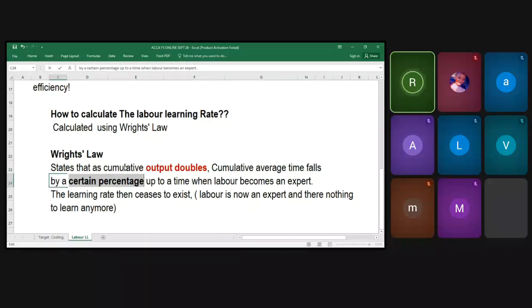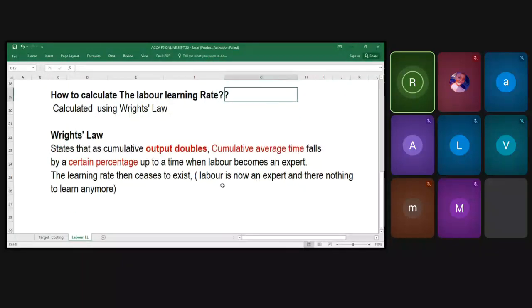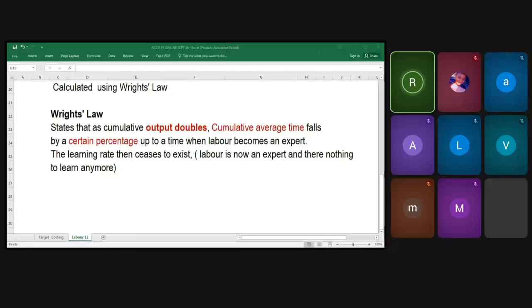So that is key. I'm going to highlight what is key. All right, here, this is key. I'm going to put it in red here. It is key for us to understand, and cumulative average time, again, it is key. So that is Wright's law.